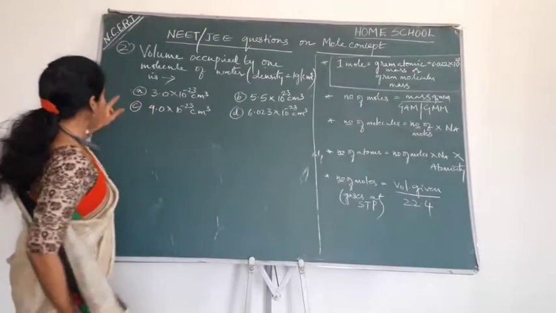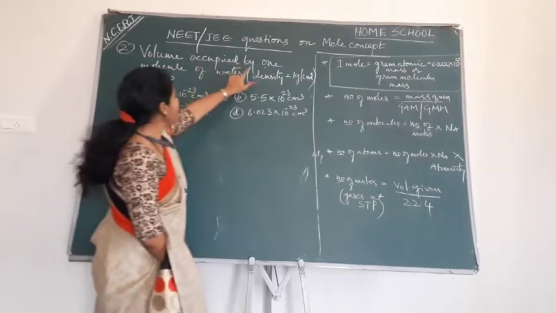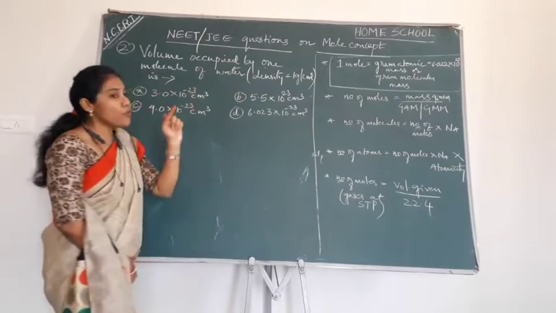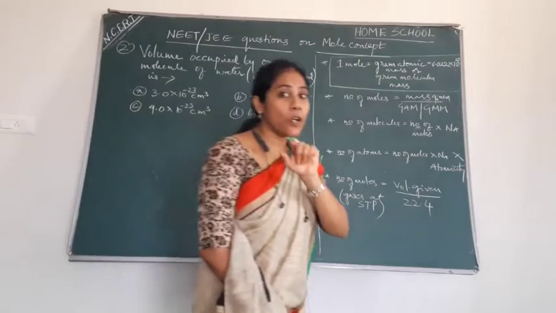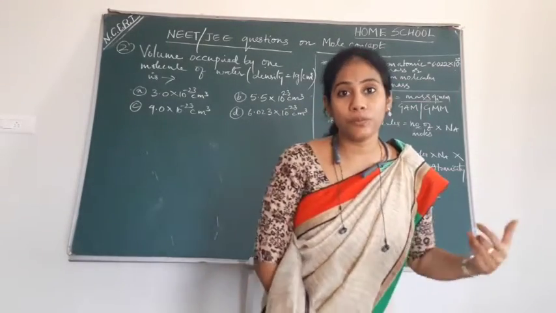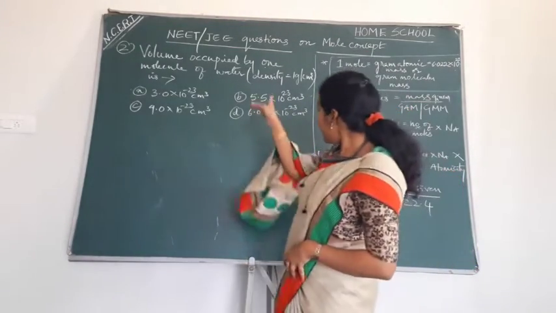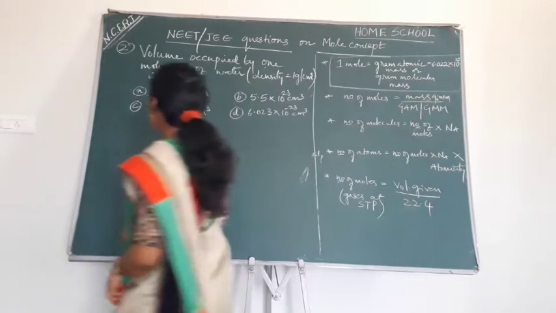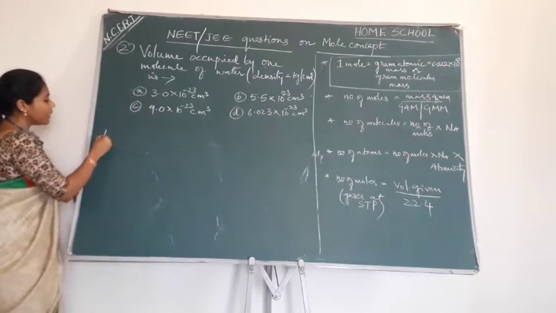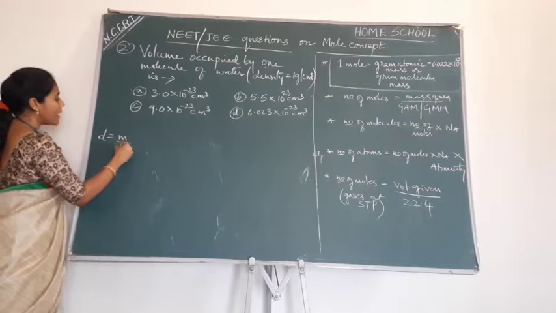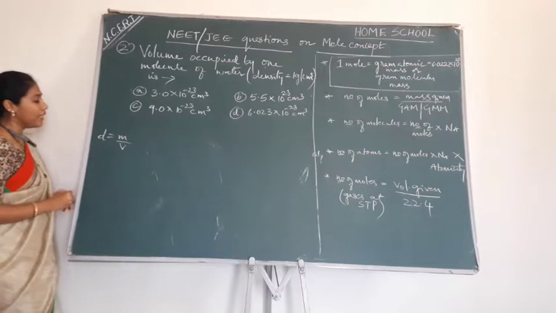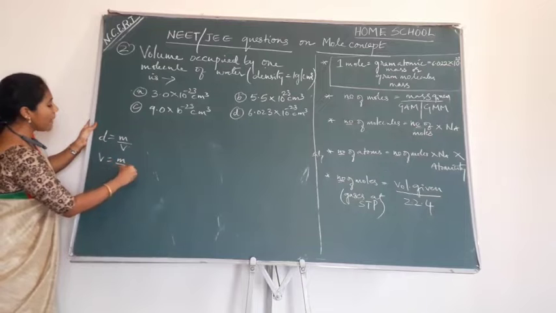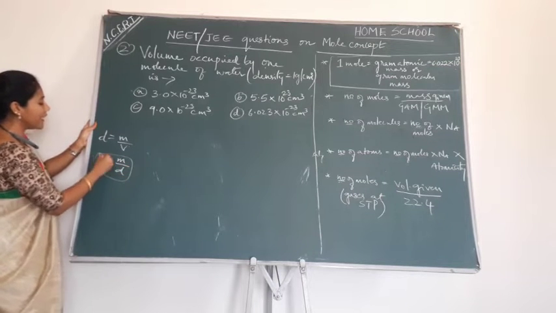Coming to the next question. Volume occupied by one molecule of water is. So one molecule of water can occupy how much volume? This is the question they asked you. And they gave you the density, right? So you have a very common formula. Density is equal to mass by volume, so volume is equal to mass by density. If you do this, you will get the volume.